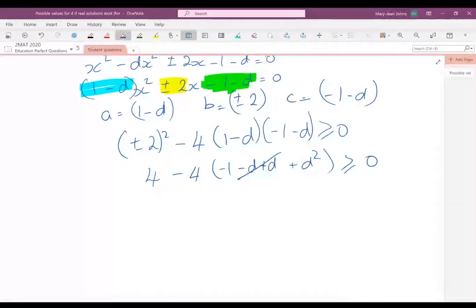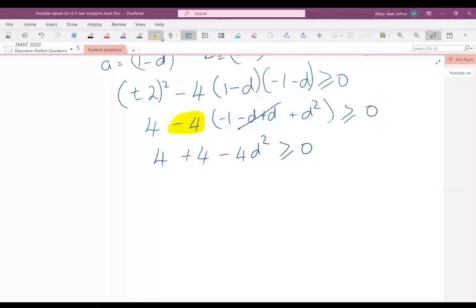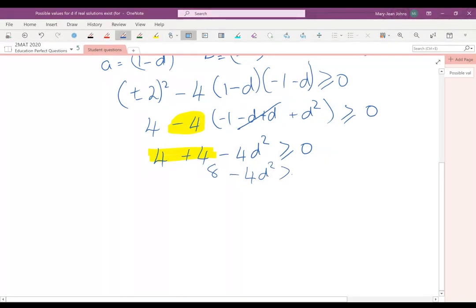Now I can expand out this bracket that I've got here, remembering to multiply by negative 4. Be very careful with that. So I've got 4, negative times a negative is a positive, so plus 4. Negative 4 times positive d squared gives me negative 4d squared, greater than or equal to 0. I've got 4 plus 4, which is 8, minus 4d squared is greater than or equal to 0.